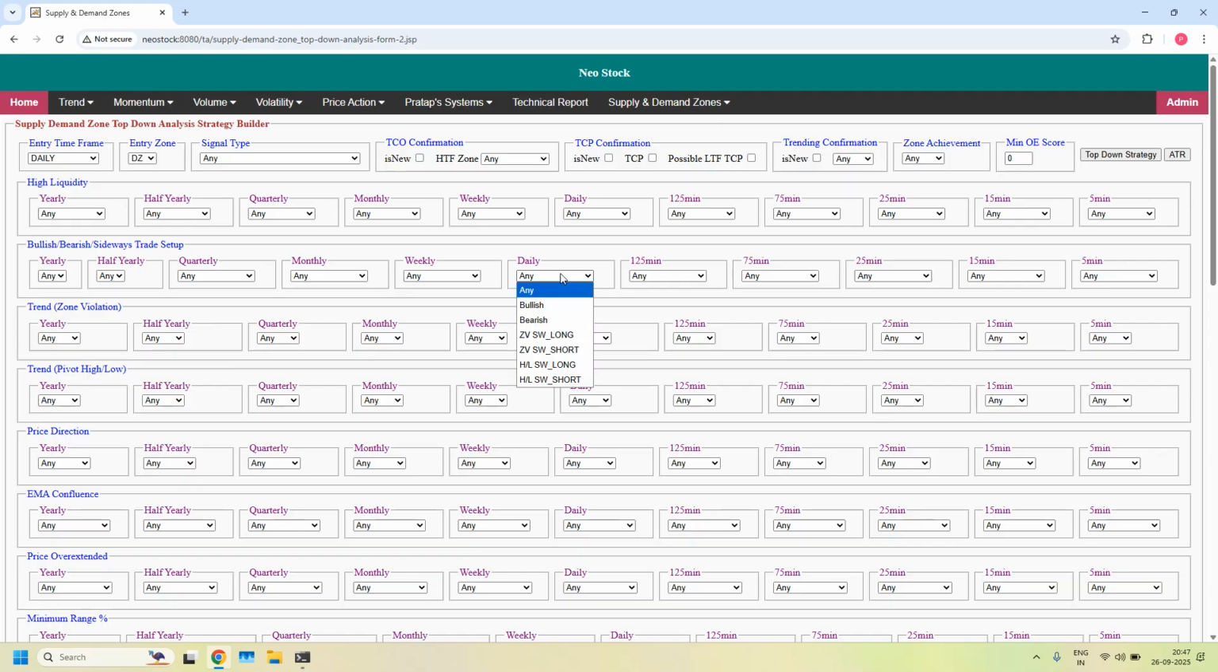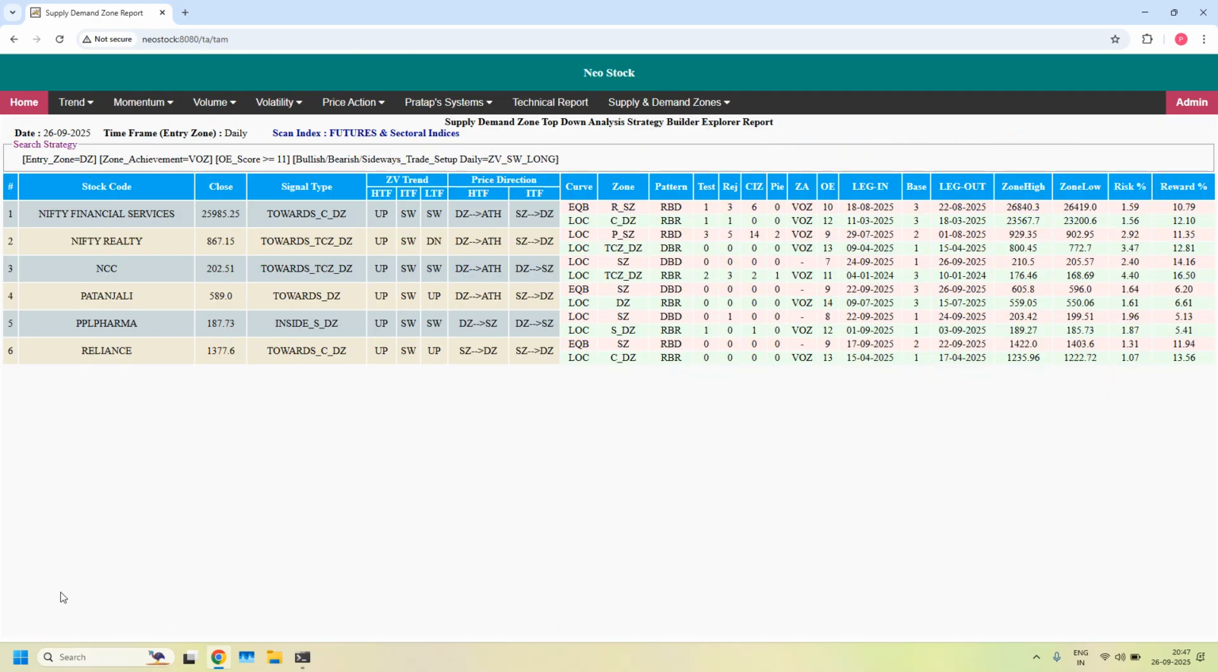Here at sideways and daily, I am selecting sideways long, zone achievement violated opposing zone, minimum odd enhanced score 11 for sideways. So we got 6 stocks and one stock is having a pierced zone. Ignore it. You can use it only for pierced zone strategy if it is applicable as per the concepts learned in lesson 28. Except this, remaining 5 are supporting sideways long trade setup for monthly income trade, and all the entry time frame zones are daily demand zones.